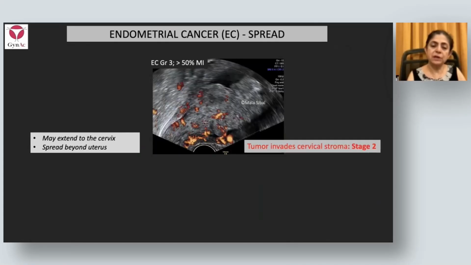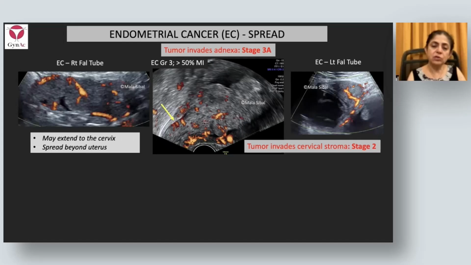Endometrial cancer may spread or extend into the cervix, and here you can see there are vessels from the cervical stroma into this neoplastic tissue. It can also extend beyond the uterus into the adnexa, and this patient had bilateral tubal involvement also. So you can see here the solid neoplastic tissue in both the fallopian tubes.